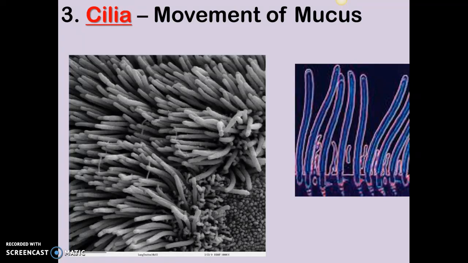They're projections from cells, but they move. Okay, so they constantly sway, and the cilia, their main job is to push mucus down the throat. Again, I explained to you in class that when it gets really cold outside, your fingers can't move as fast as they can when it's warm. Same thing with the cilia. They don't move as fast when it's cold out.